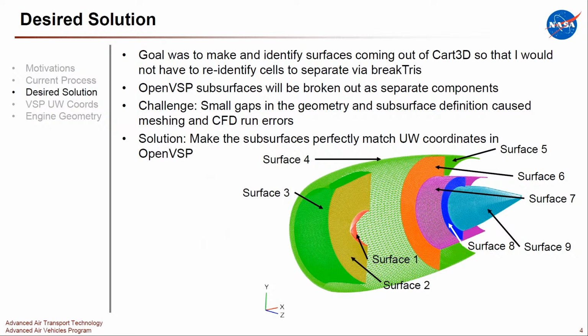0.3333, 0.666, and then 1. And you can't put a subsurface at exactly 1/3. It's an irrational number, so it doesn't make any sense. But I could get around this if I perfectly matched the UV coordinates with OpenVSP. And the way I did that was by padding the number of cross sections I had. And so this is an overview of what the model ended up looking like here, where you have your spinner, your inlet.